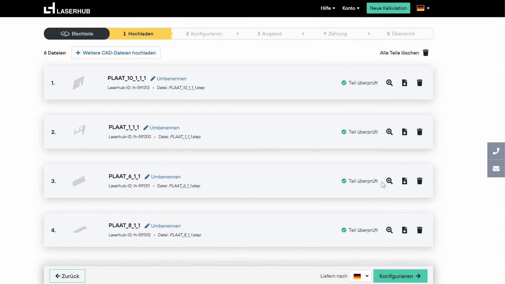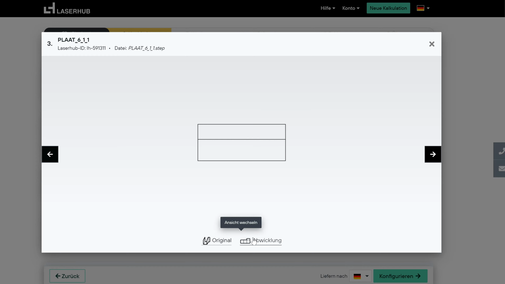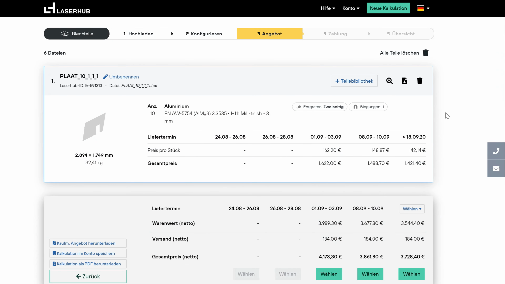If drawn correctly, we simulate the production. For a curved part, we do the unfolding and nesting. We calculate the price based on these parameters.